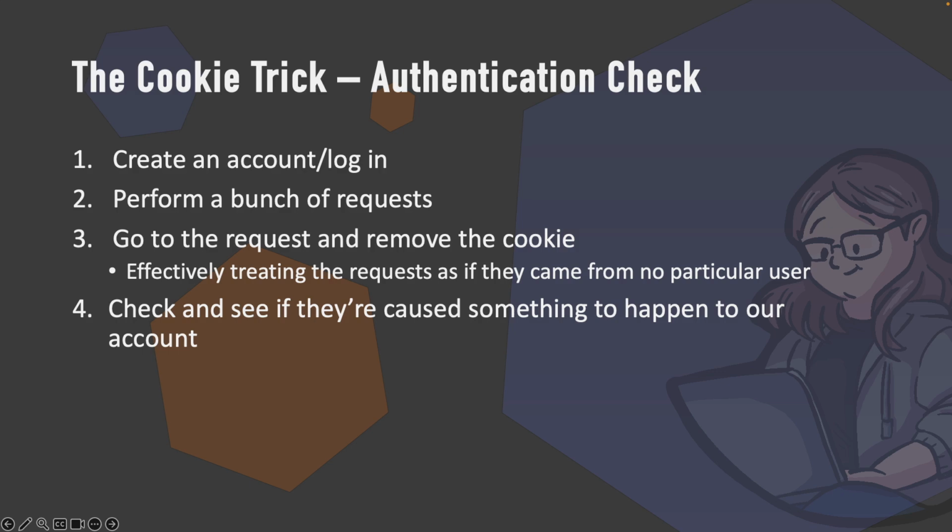Now, the way I check for a lot of these issues is by doing the cookie trick, and I've explained this before. Again, I'll leave a video link so you can watch it. Essentially, we first need to check for authentication. Does this endpoint require us to just be logged in, but not necessarily be logged into the correct user? Step 1, create an account, log into it, perform a bunch of different requests, get a bunch of API endpoints, go into each request, remove the cookie line, and this tells the web application to treat these requests as if they came from no particular user. If anything happens to our account with this cookie removed, it's a vulnerability.